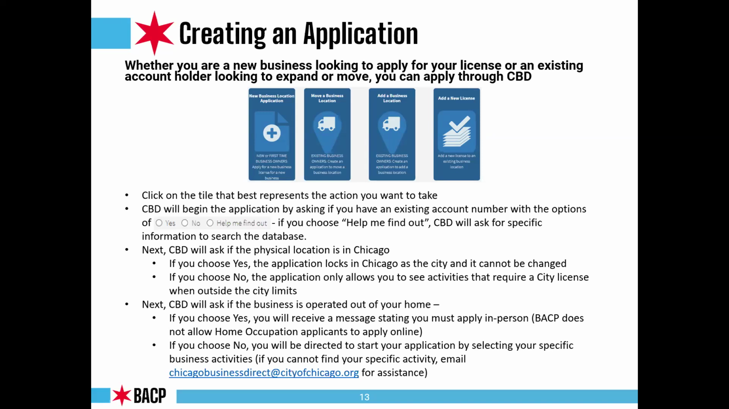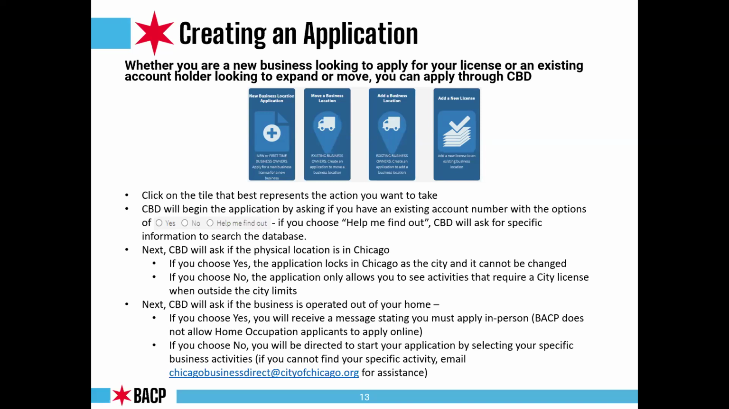So if you're not sure if you should be applying from a business location, or if you're doing something like a shared kitchen user and you're not sure what address you should apply from for that application, contact Chicago Business Direct at cityofchicago.org, or you can also contact Business License at cityofchicago.org to confirm what address you should be applying from.